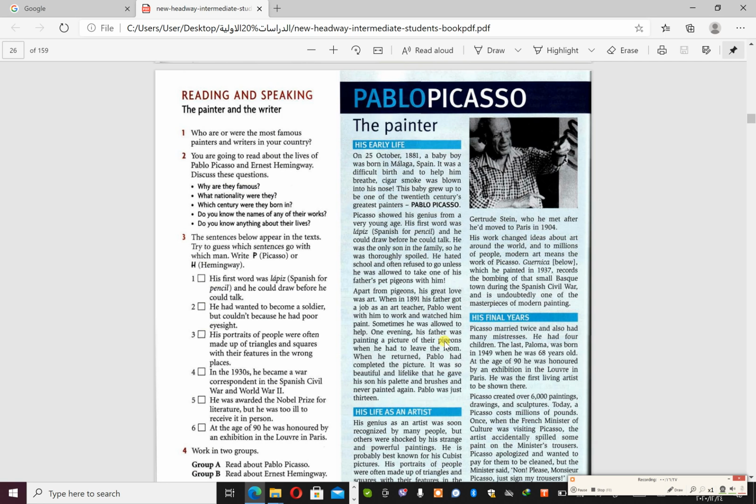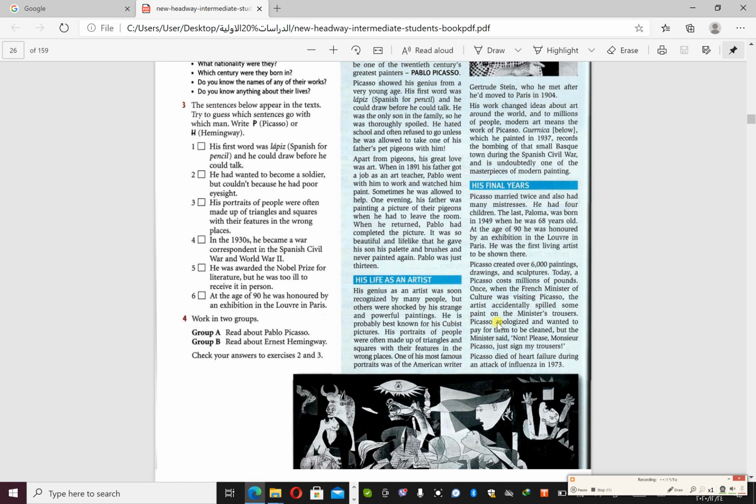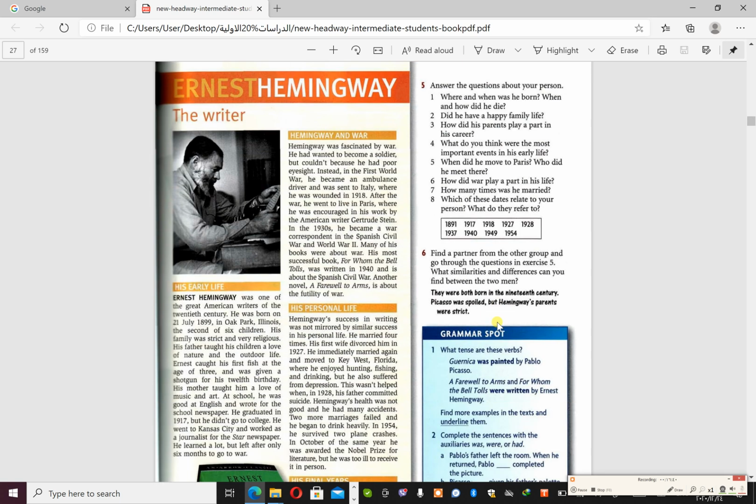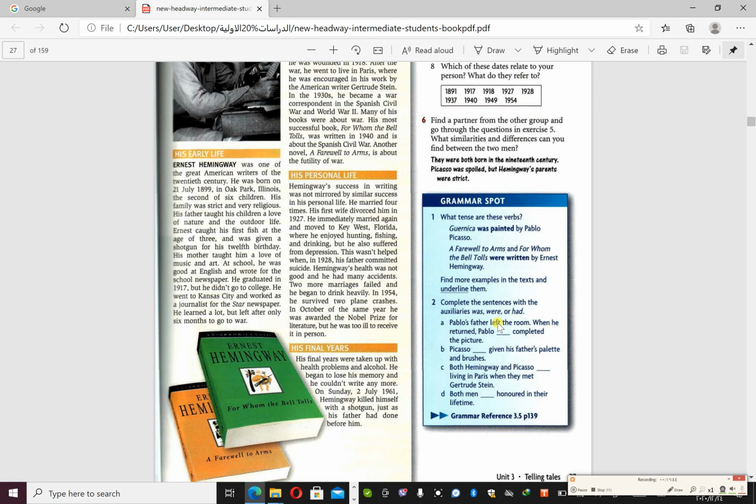Okay, here for reading it is just about the painter, okay? I want you to read it. And also for the writer here, I want you also to read it, to see how you talk about something that happened in the past, how to use the correct grammar, okay? And also one thing I want you to look at is the passive voice.